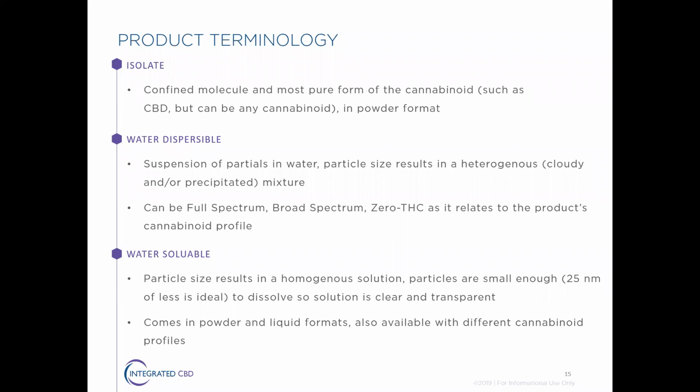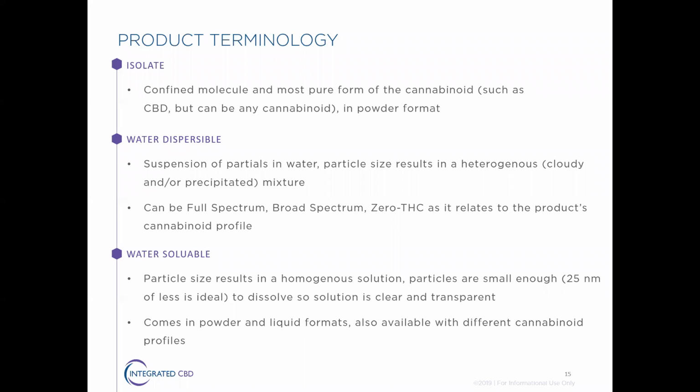Isolate, water dispersible, and water soluble are also three terms that you will find on the market. Isolate is a term that refers to cannabinoids in their most pure form. This comes in a powdered format and can be seen as a white powdery substance, typically in its purest 99.98% pure form.